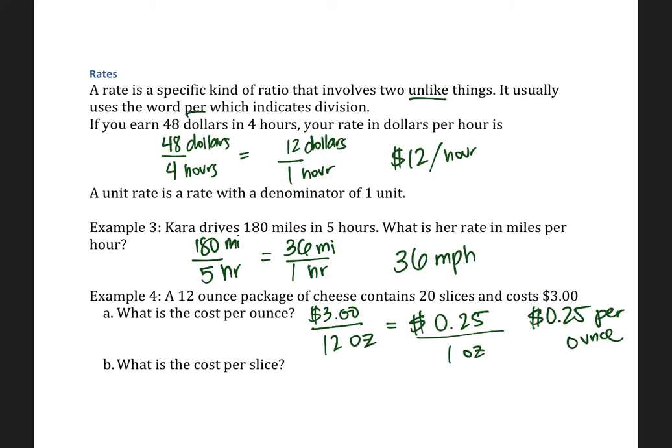What is the cost per slice? Now I no longer care about how many ounces it is. I care about how many slices there are. So if it's $3 for 20 slices, I'm going to set it up as $3 over 20 slices. Then I'll divide this on the side. 3 divided by 20 is going to come out to 0.15. So it's going to be 15 cents per slice.